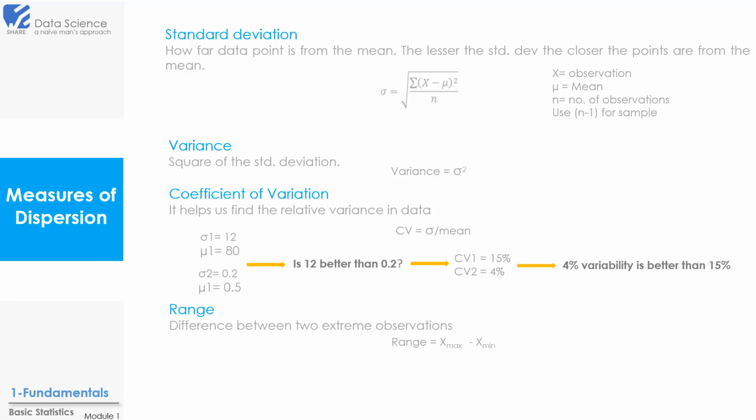After this we have range. Range is nothing but a difference between two extreme observations, and it is given by the formula xmax minus xmin. Lastly we have interquartile deviation, which is given by this formula 1 by 2 into Q3 quartile 3 minus Q1 quartile 1. Now Q3 minus Q1 is also called an interquartile range. So these were the measures of dispersion.